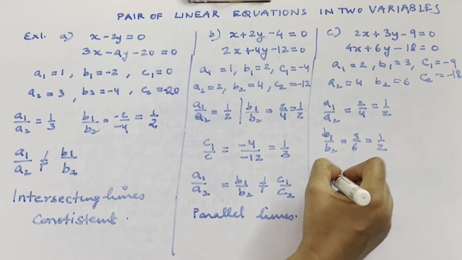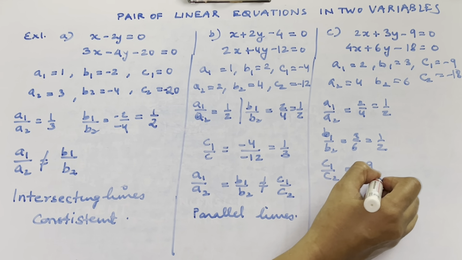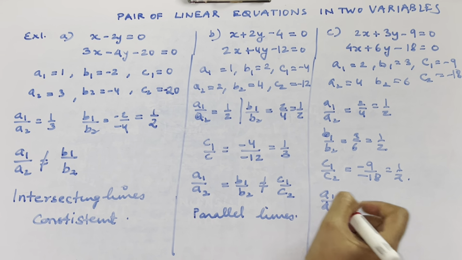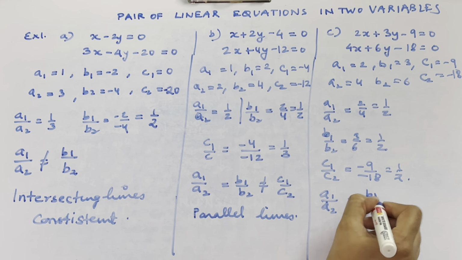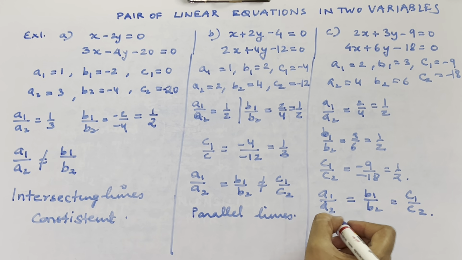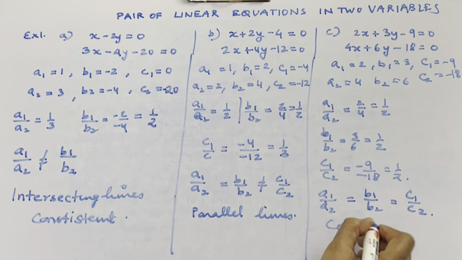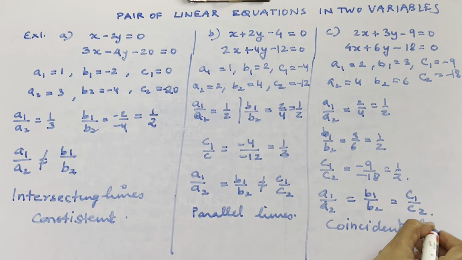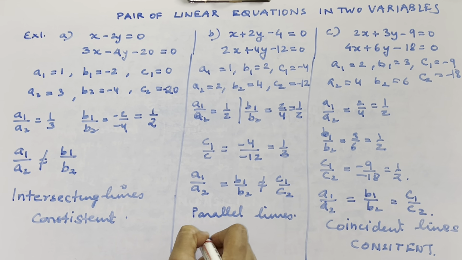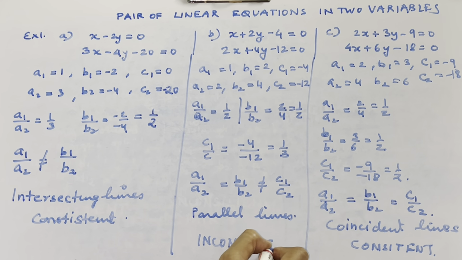And c1 by c2 is equal to -9 by -18, which is also equal to 1 by 2. So all the three ratios, a1 by a2 is equal to b1 by b2 is equal to c1 by c2. This is clearly the condition for coincident lines. Coincident lines also come under consistent pair.